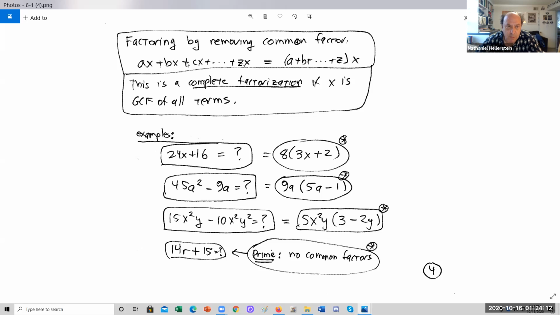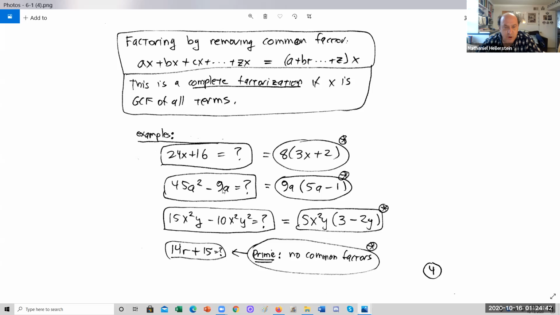So if we have a bunch of terms all with a common factor of x, we can remove it and put in parentheses what remains. Now this is a complete factorization if x is the greatest common factor of all terms. If there's still any common factors between these, it's not a complete factorization. So here's 24x plus 16. 24 and 16 have a common factor of 8. Out it comes. And divide these two terms by 8. You get 8 times 3x plus 2.